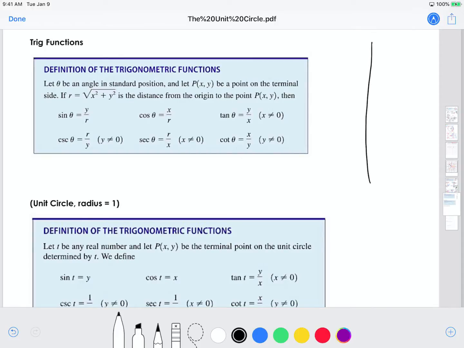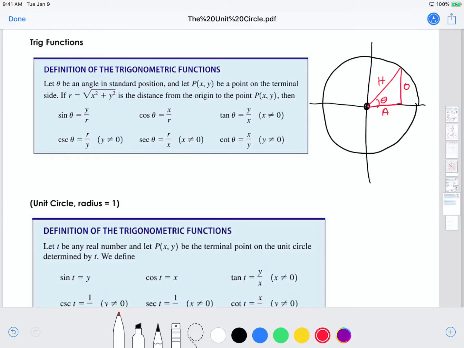If we were to look at a circle, any circle, with the center at the origin, and we were to draw a right triangle where the hypotenuse is the radius, and identify this as my angle, then this is going to be the adjacent side, this is going to be the opposite side, and this is going to be the hypotenuse. The hypotenuse will be equivalent to the length of the radius.